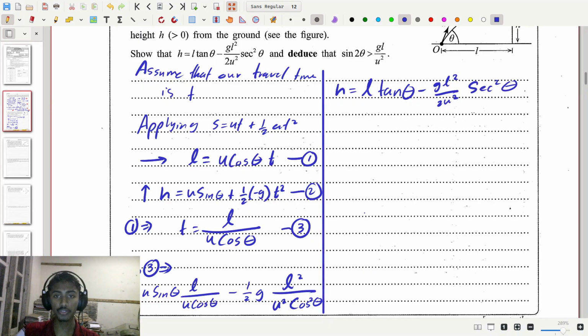So according to this, we get the equation we were looking for. It is h equals L tan theta minus gL squared divided by 2u squared times secant squared of theta. With that, we have solved the first part of the question and can now move on to the second part.